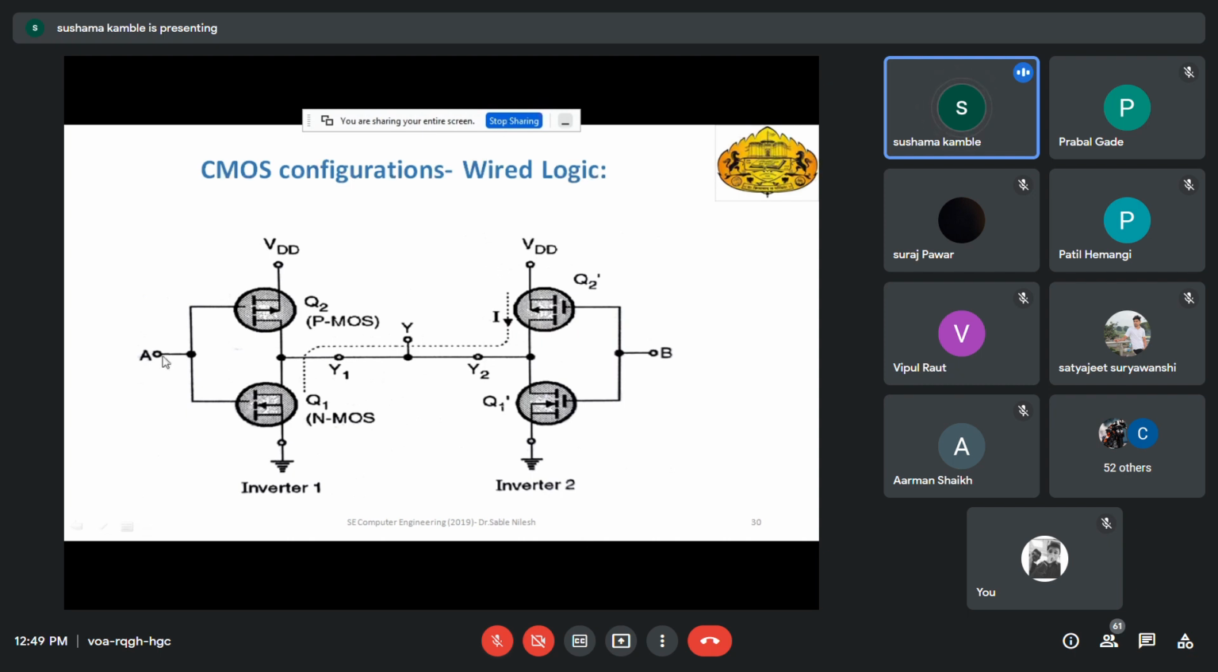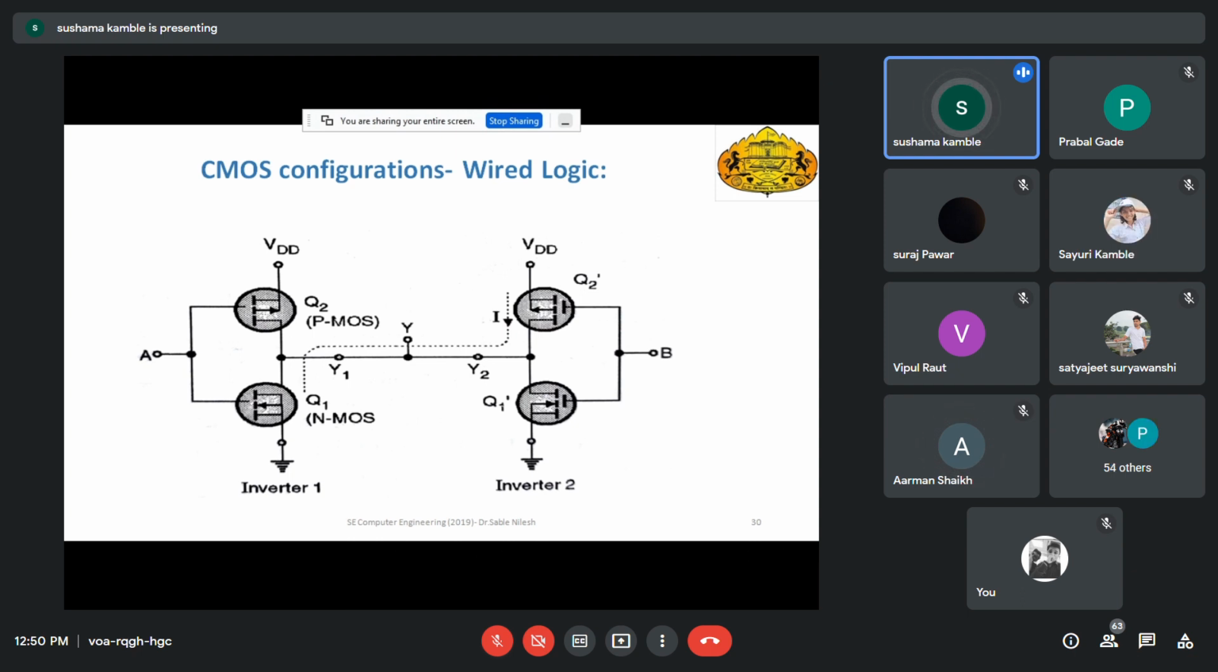Similarly, when A equals 1 and B equals 1, Q1 and Q1 dash are going to conduct, so that our Y will be low. That is, you will get logic 0 for this. But what will happen if A is equal to 1 and B is equal to 0, or A is equal to 0 and B is equal to 1?